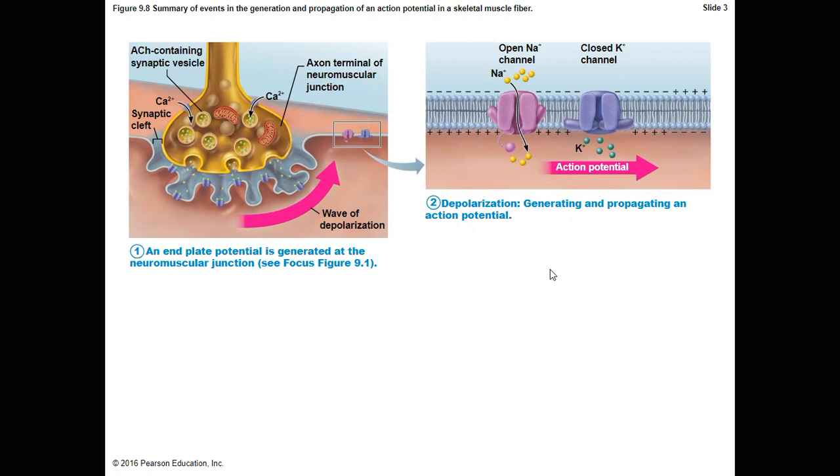So that's the depolarization step, generating and propagating the action potential. Remember, action potentials are all or nothing. If that local depolarization at the neuromuscular junction isn't intense enough, it's not going to cause the voltage gated ion channels to open and allow sodium to rush in. If it's below threshold, the channels stay closed. But once it reaches threshold, the voltage gated sodium channels open, sodium rushes in, which causes depolarization and an action potential to be generated and propagate.